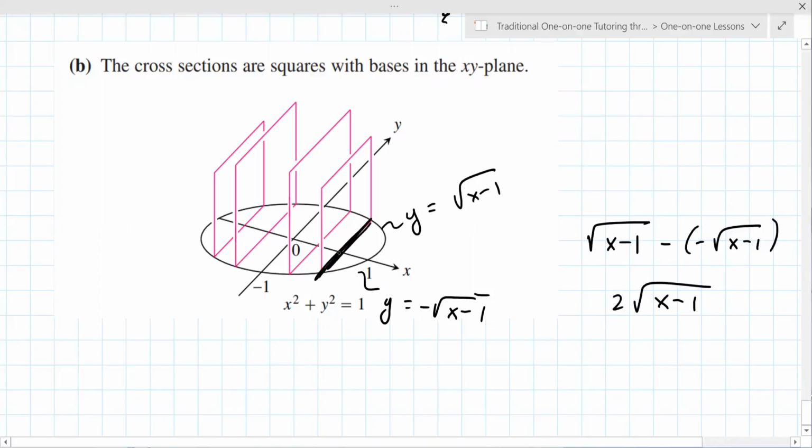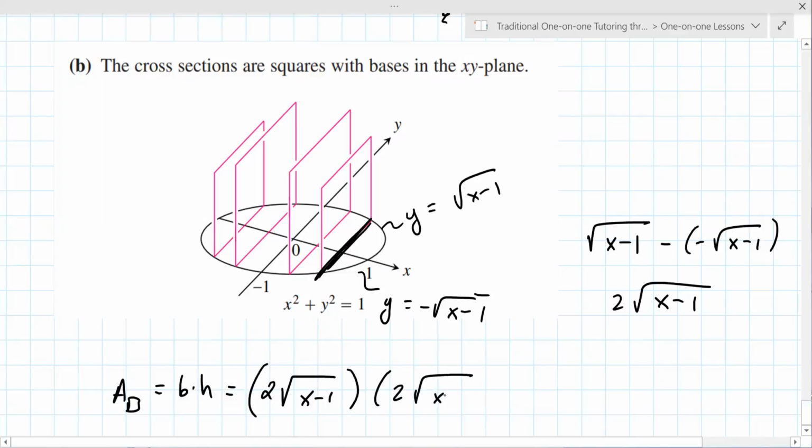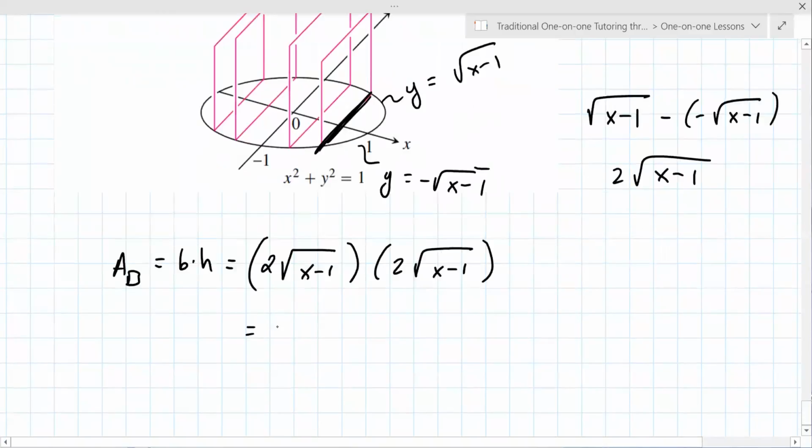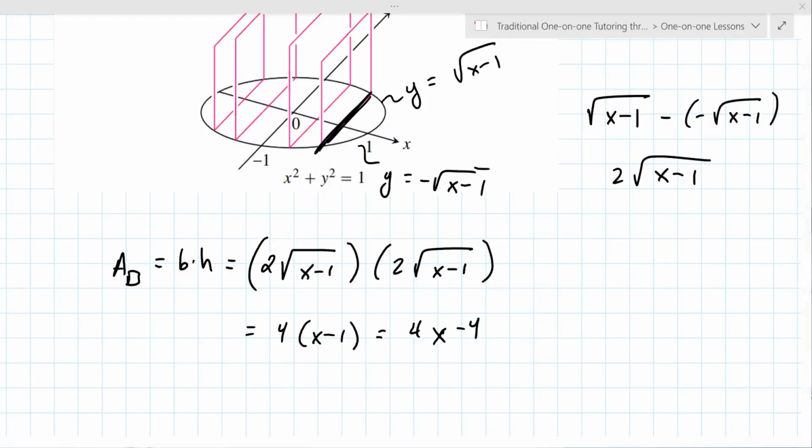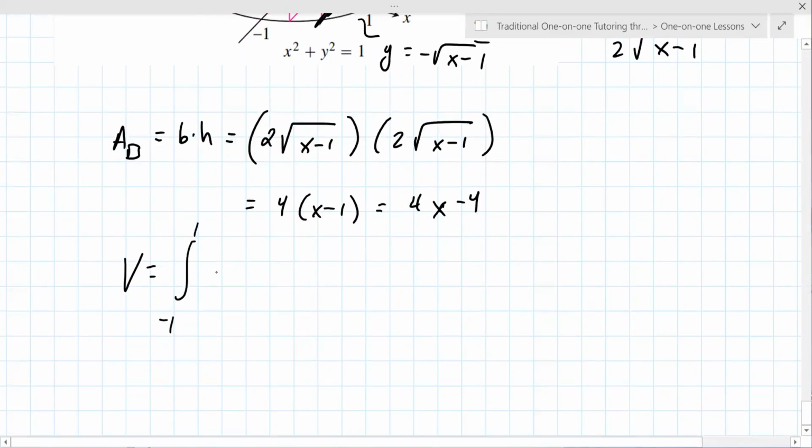And this time the squares, the area of a square, as you know, is base times height. The base is 2 square root x minus 1. And then you multiply it by itself, or you could just square it, whichever one you like. So it becomes 4 parentheses x minus 1, or 4x minus 4. And the reason we need that is because that's what you're going to integrate. You always have to find the area function to integrate it. So your volume is the integral from -1 to 1 of your area function 4x minus 4 dx.